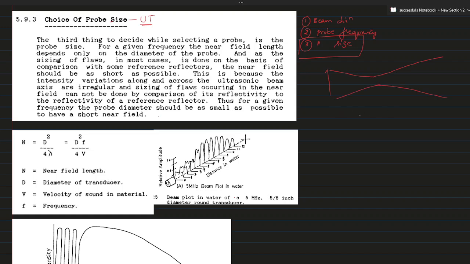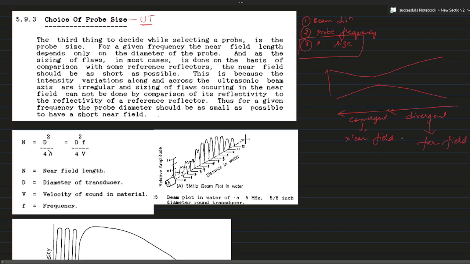This is the convergent part, and from here it is the divergent part, right? This convergent part is called near field. The divergent part is called far field. You understand? This is the far field. See, in this near field zone there is some peculiarity.